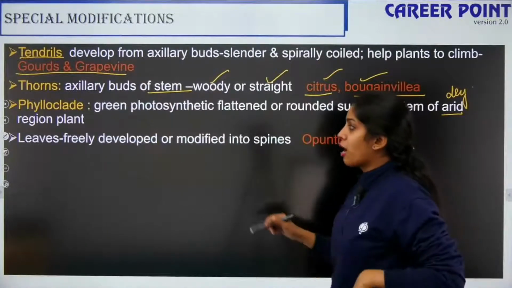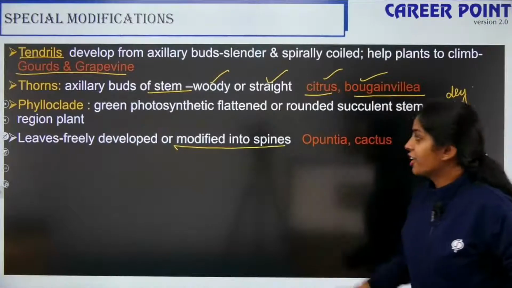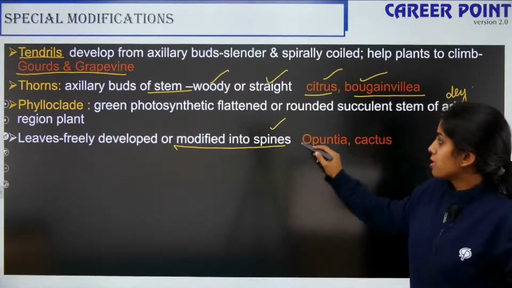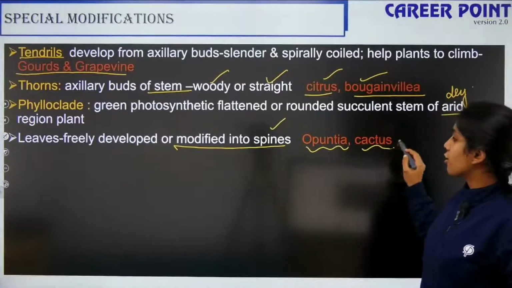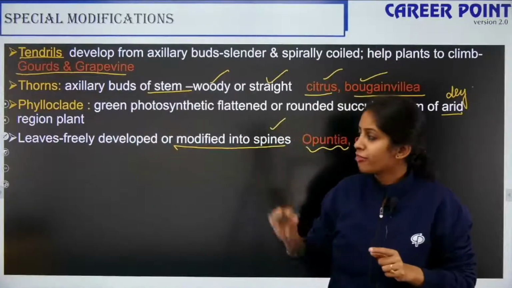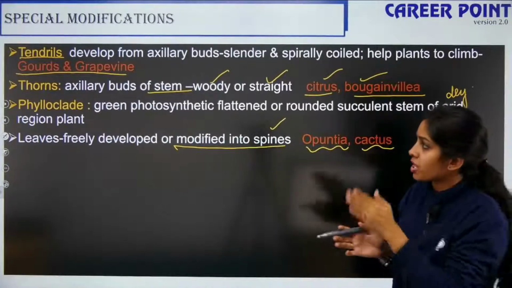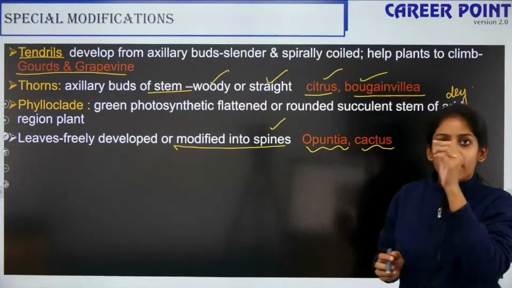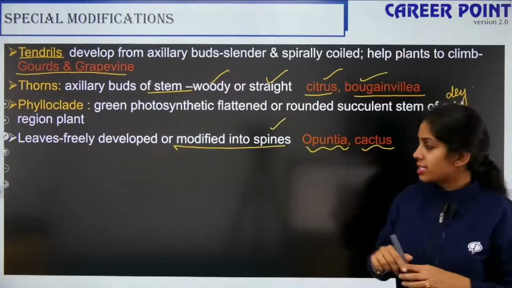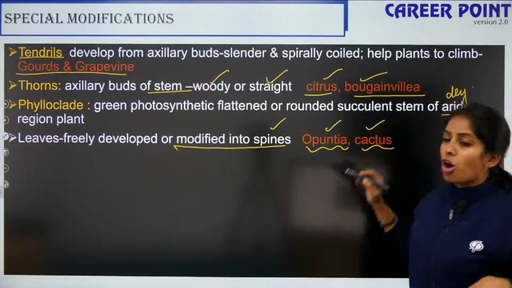The leaves are freely developed or modified into spines. So thorns are different, spines are different. Spines in the case of opuntia. So this is your phylloclade. Where you do not have leaf, you have only stem modification. This stem modification can be a flattened structure, or your stem can be modified into spines. Example is your opuntia or your cactus.